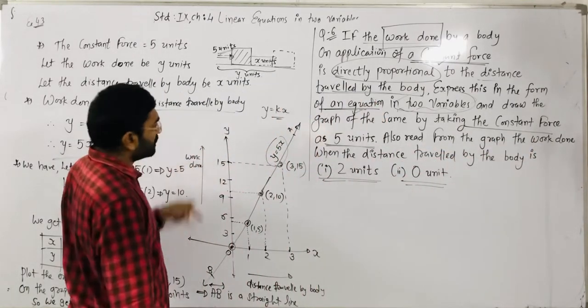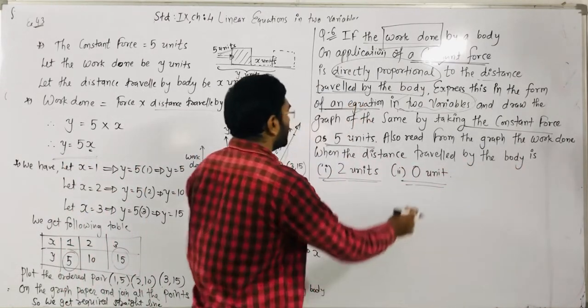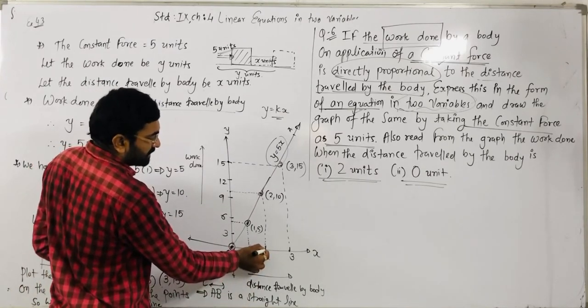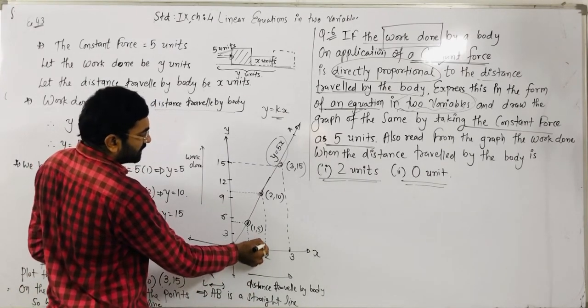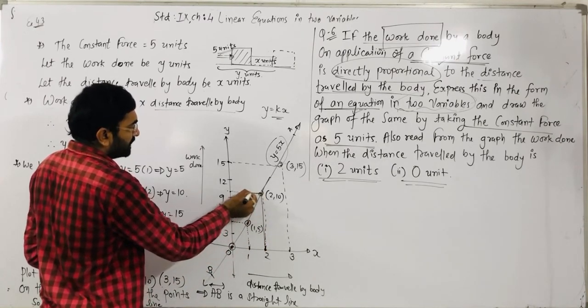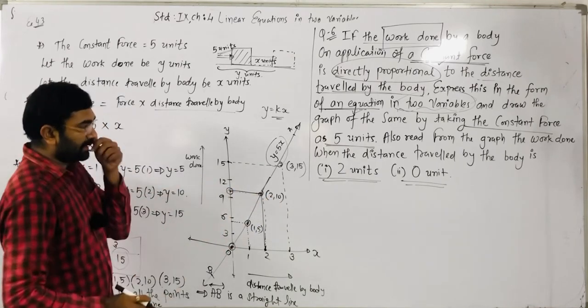So work done is represented on the y-axis when the distance traveled by the body is 2 unit and 0 unit. The distance traveled by the body of 2 unit is here, right? So whenever we take the 2 unit, the perpendicular distance, then we get the work done as 10, right? Here we get the 10.